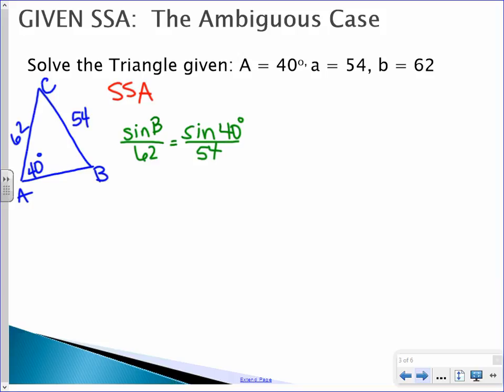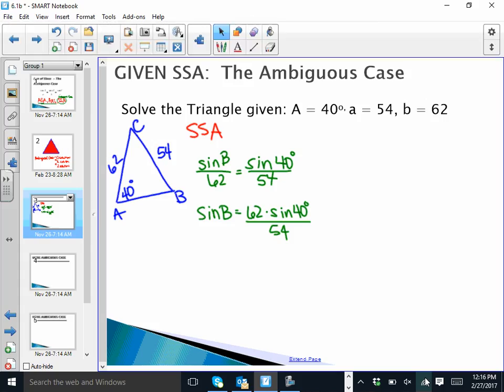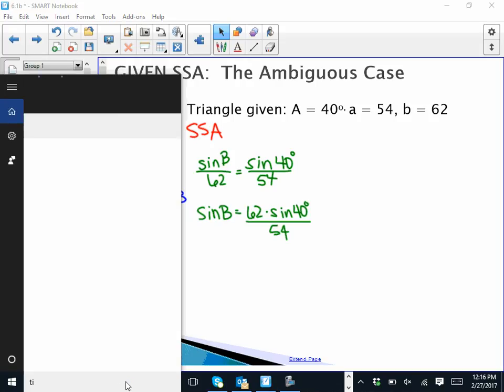Okay, don't grab your calculators yet. Here's the thing. We need to solve for B, which means first we need to isolate sine of B. So since sine of B is being divided by 62, we can just multiply it over. Do you agree? And if we want angle B, and we know that the sine of B equals that, what are we going to need to do in our calculator?